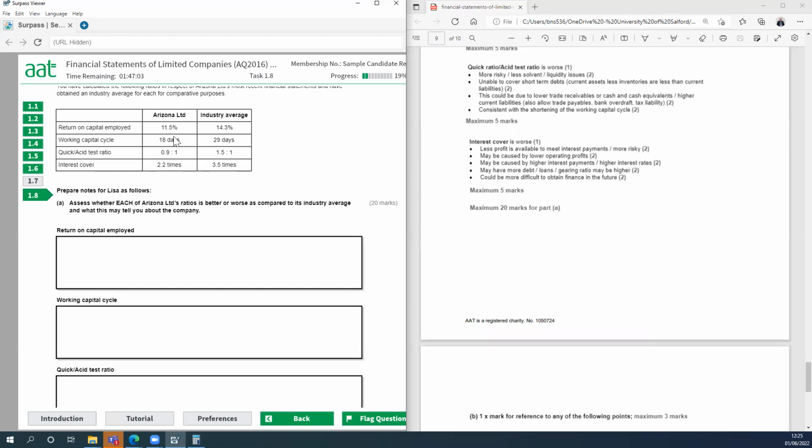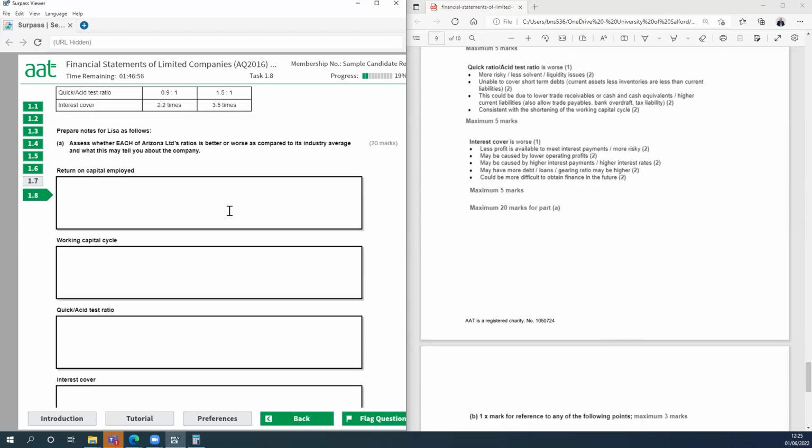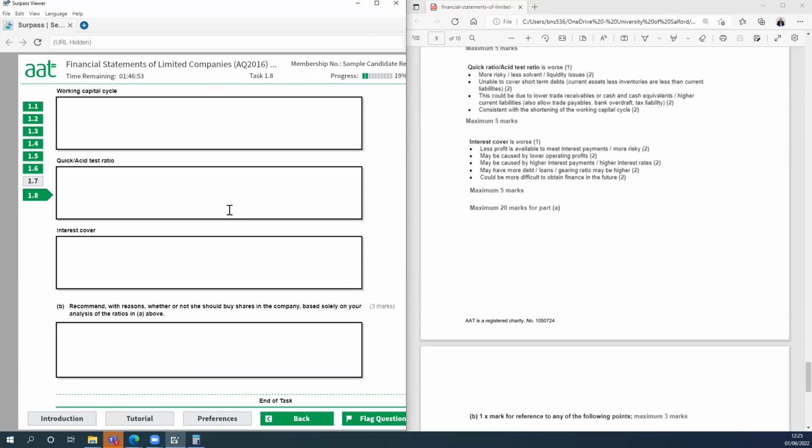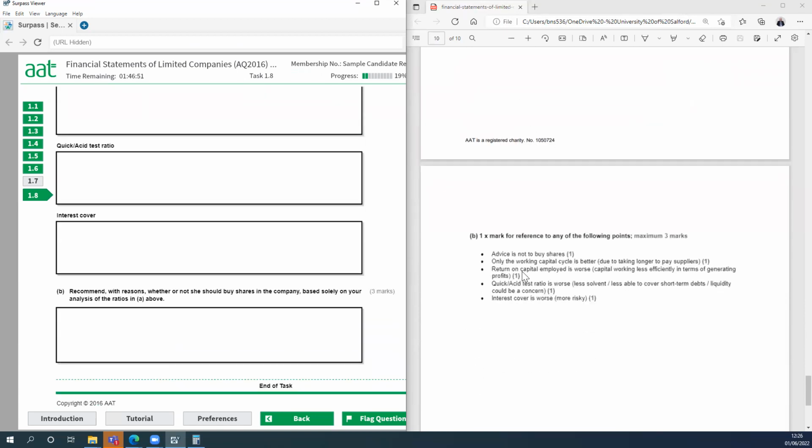So that one's worse, that one's better, that one's worse, that one's worse. So 3 out of 4 are worse. So would you tell her to invest in that particular company, which is where you get your 3 marks from? Advice is not to buy shares, isn't it? Because there's only the working capital cycle which is better. As it said, could be due to taking longer to pay suppliers. And again, you get 3 marks for that, don't you? So you're just explaining what you've already explained. So that's it in relation to that particular question.